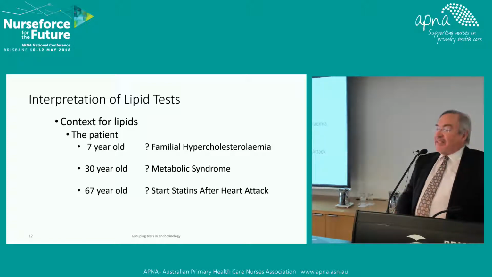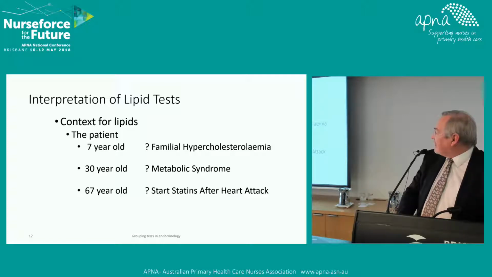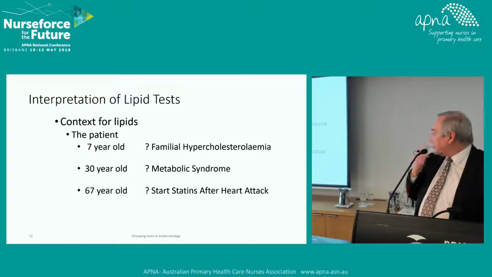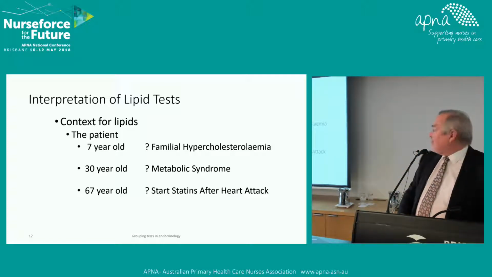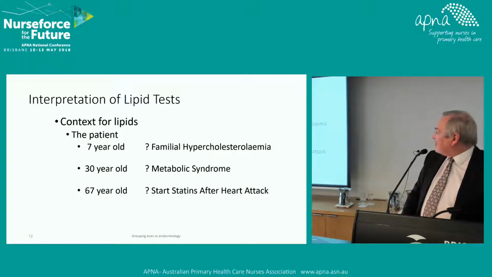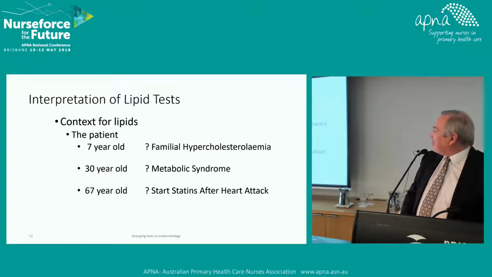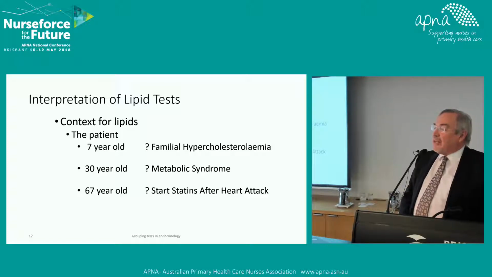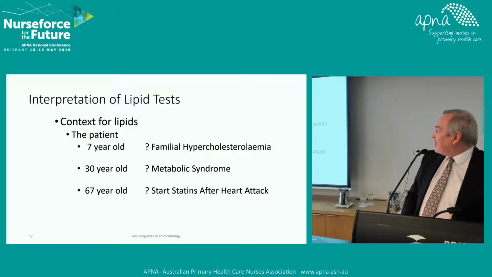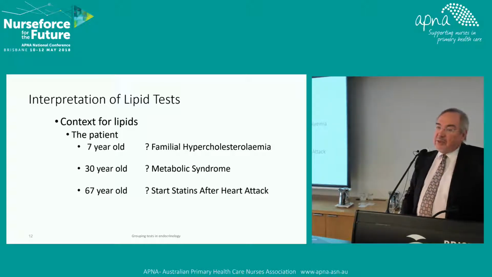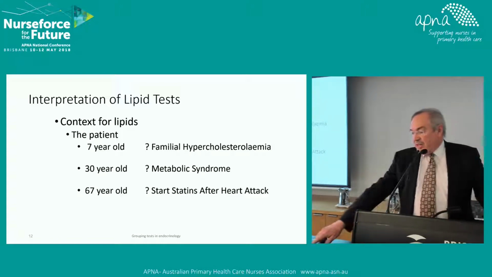And then the question for the 67-year-old is they've had a heart attack. Should we start statins, which is an anti-cholesterol drug, if you want to think of it that way. So they're examples of the types of questions you might be facing in a general practice. Metabolic syndrome is extremely common. Familial hypercholesterolemia is probably underestimated, but it's relatively rare, but it's very important to pick up early. And the statins after heart attack are also a very important part of primary care.